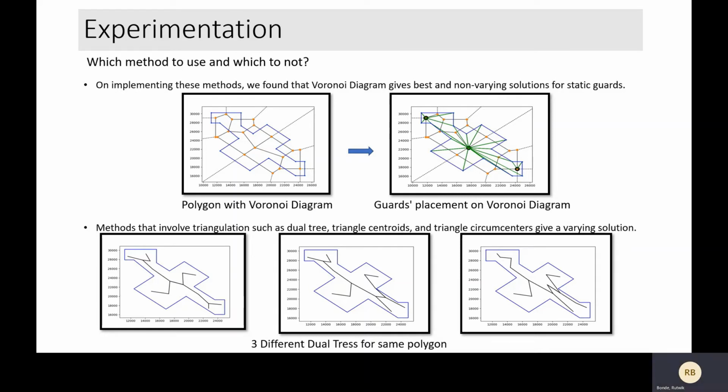But there are other methods such as dual tree, centroids of triangle, circumcenters of triangle, which give varying solutions. In the bottom three figures, we can see the same polygon has three different dual trees. So three different solutions, which means that we don't know which is the best solution. So it is very difficult to find out which solution will be the best for us.